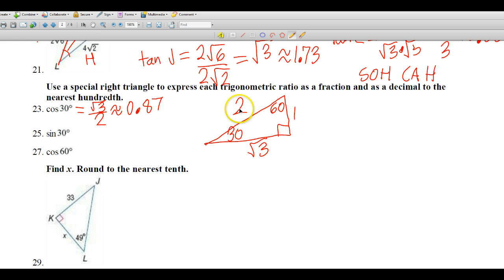Then we want the sine of 30. So the sine from SOHCAHTOA is opposite over hypotenuse. So opposite from 30 is 1, and the hypotenuse is 2. So that would just be 0.5. And then the cosine of 60. For the cosine of 60, cosine is adjacent over hypotenuse, so from 60 degrees, the leg next to this angle would be 1 over our hypotenuse, which is still 2.